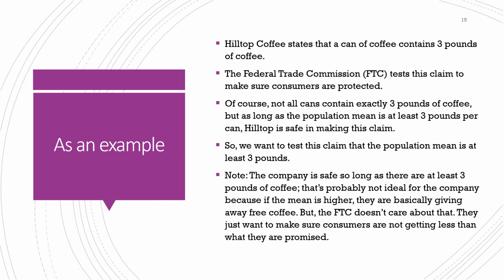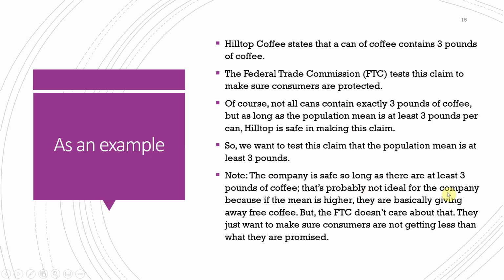So here's our example. Hilltop Coffee states that a can of coffee contains 3 pounds of coffee. The FTC tests this claim to make sure consumers are protected. That is, coffee cans are not being underfilled. So of course, like I said in a previous video, not all cans contain exactly 3 pounds of coffee, but as long as the population mean is at least 3 pounds per can, on average, Hilltop is safe in making this claim. So we want to test this claim that the population mean is at least 3 pounds, because if they're overfilling it, that's okay. Consumers are still protected. So this is what this note means. The company is safe so long as there are at least 3 pounds of coffee.